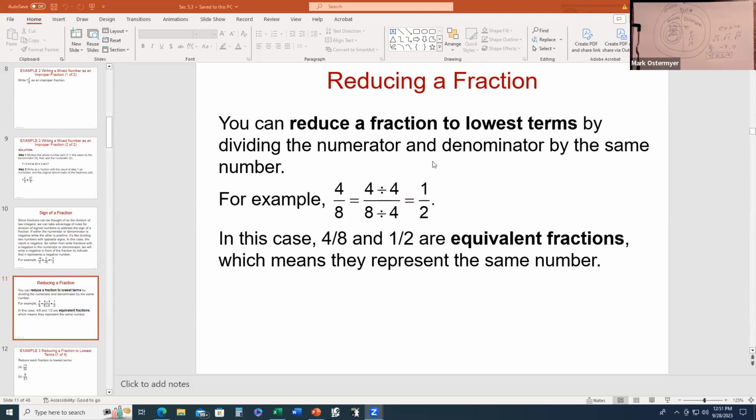Now, since you can use a calculator in this course, reducing fractions is really not going to be that strenuous, because you can speed up things on the calculator to try to find the common divisor between the numerator and the denominator.